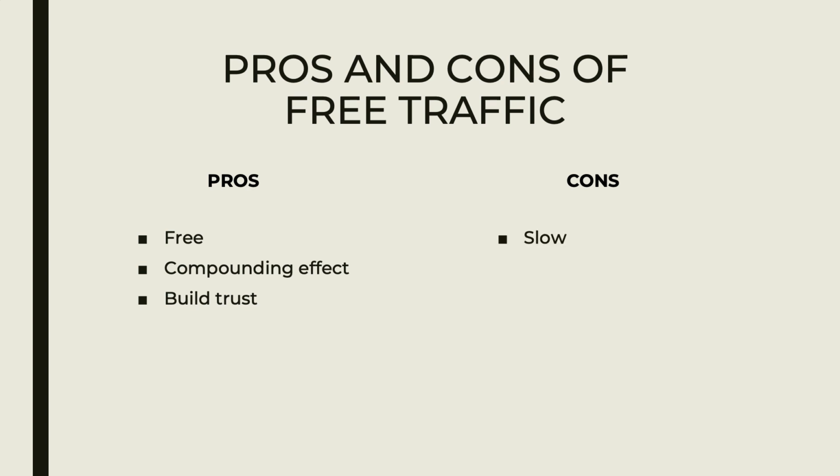Now the con of this is obviously that it's slow, right? So it takes a long time for you to build up the audience and build up that traffic, and then you have to constantly be creating content, right? And then you also have to deal with a changing algorithm. So a lot of the platforms will change the algorithm, and then your reach will kind of drop over time. So you have to adjust and adapt to the algorithm to continuously get the traffic.